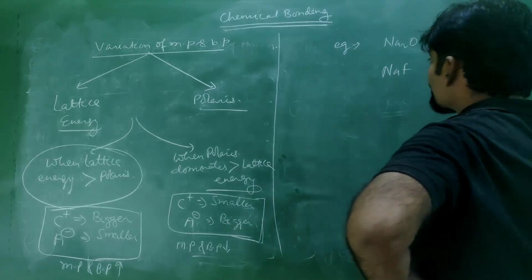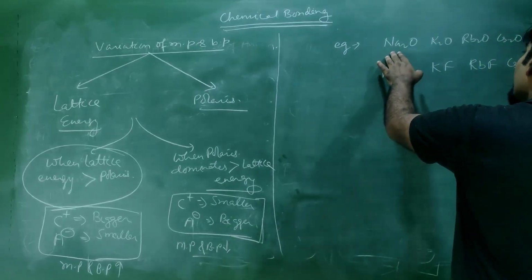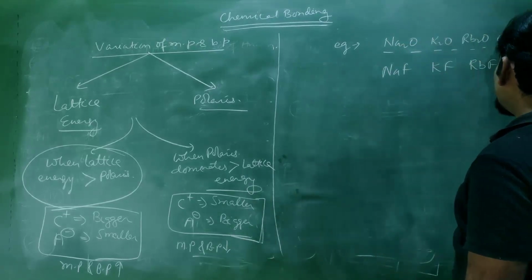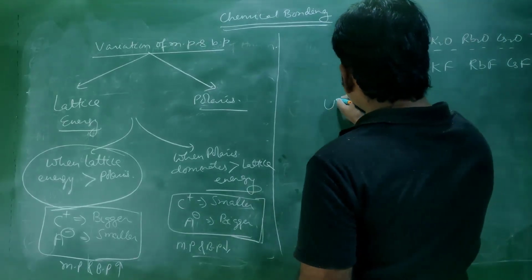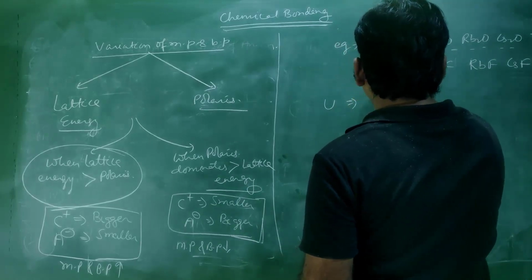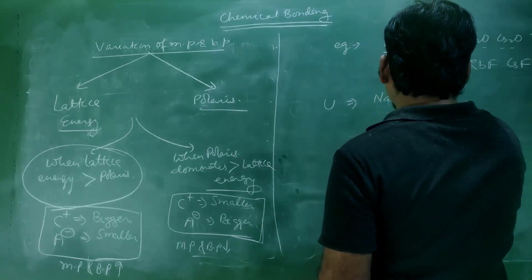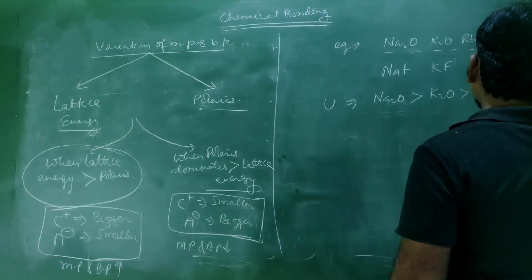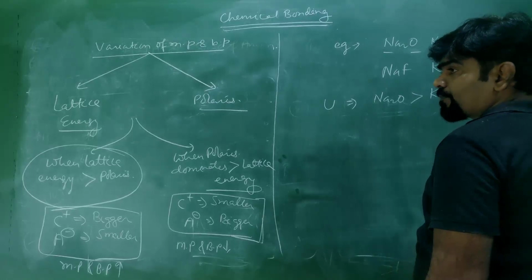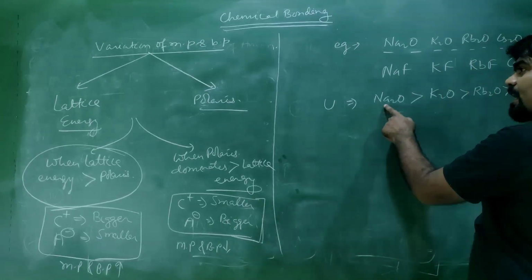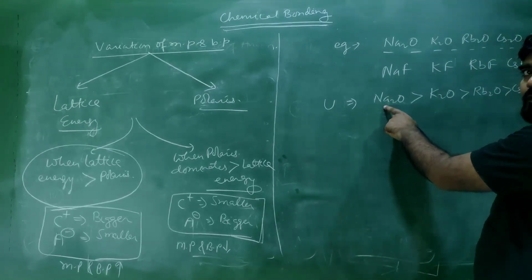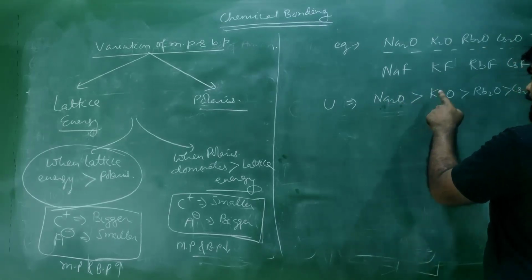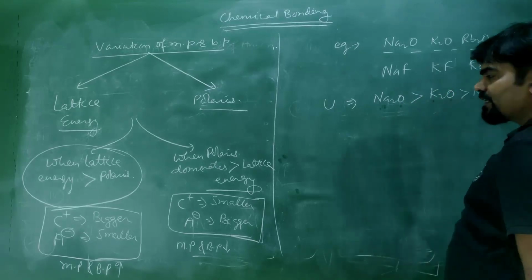In this series, all are having cation, anion, cation, anion, cation, anion. So lattice energy decreases. The lattice energy trend will be: Na2O will have higher value of lattice energy, then K2O, then Rb2O, then Cs2O. See, Na+ will not have much polarizing power. It cannot polarize the electron cloud of oxide ions.